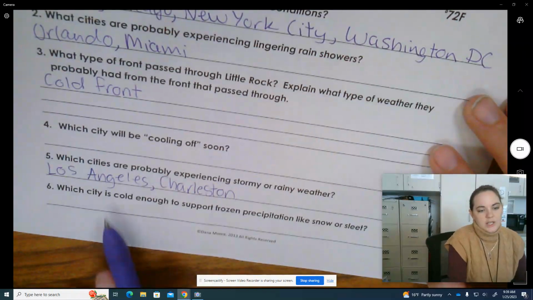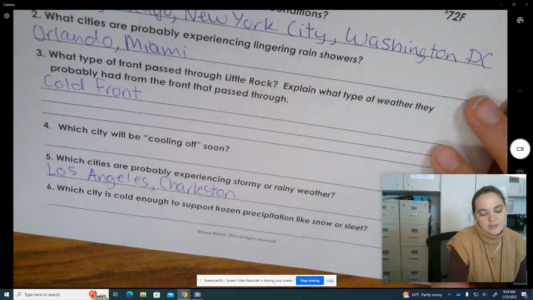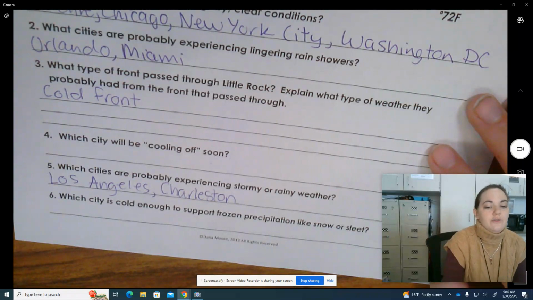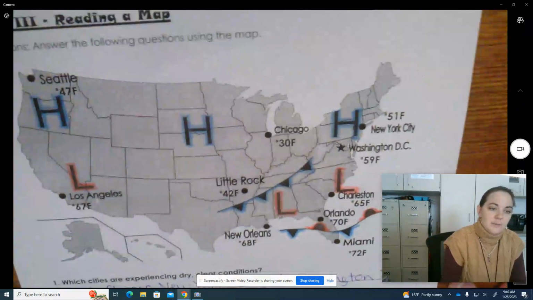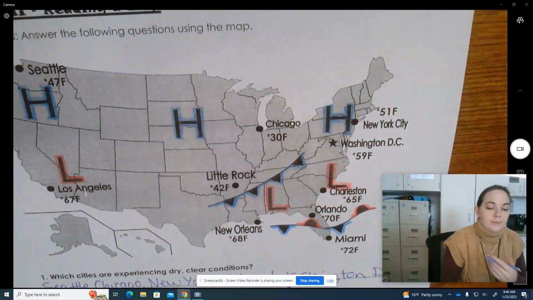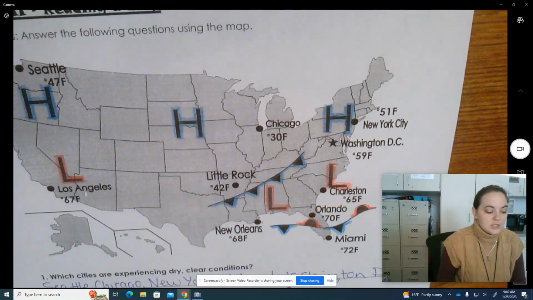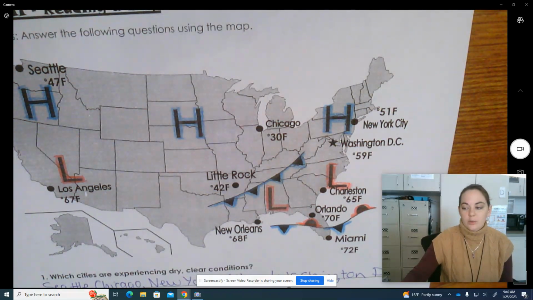Okay, which city is cold enough to support frozen precipitation like snow or sleet? So I'd like to remind you that the temperature that water freezes is 32 degrees. So which of these cities would be able to have frozen precipitation like snow or sleet? So make sure that number 3, 4, and 6 are completely answered and your paper is colored just like is shown in the videos. Once you do that, go ahead and turn your paper in.